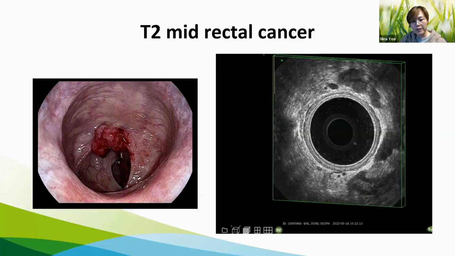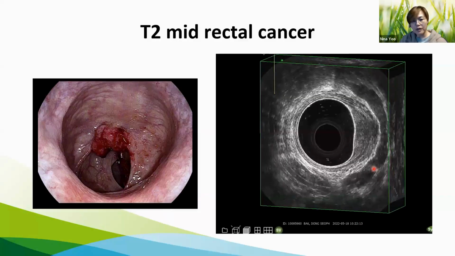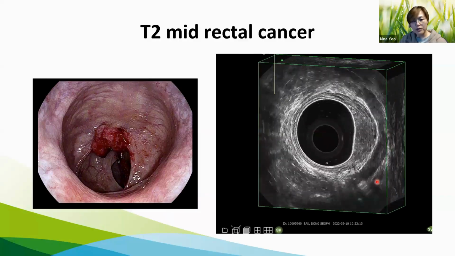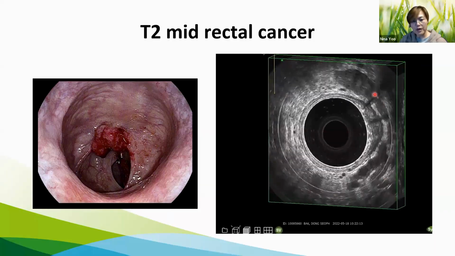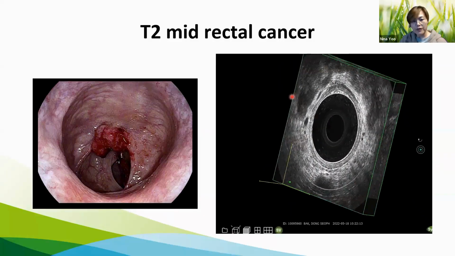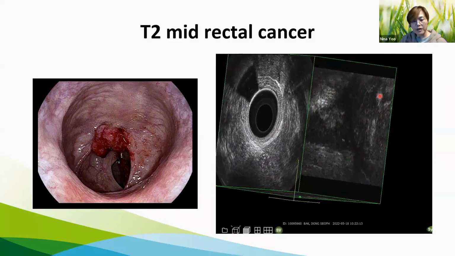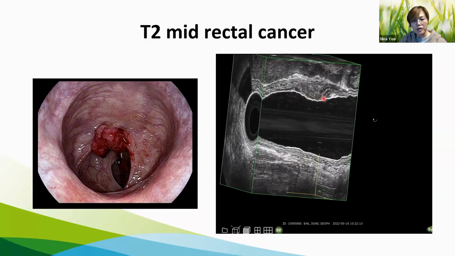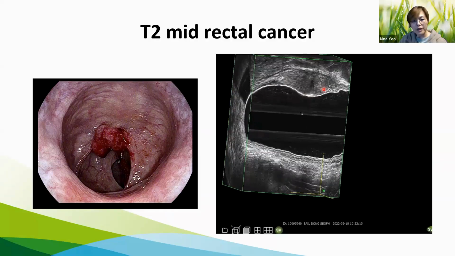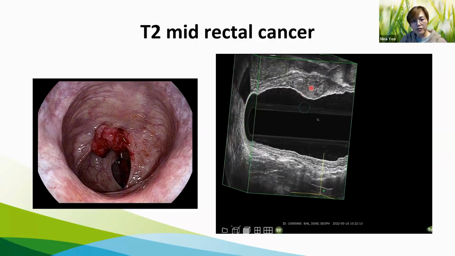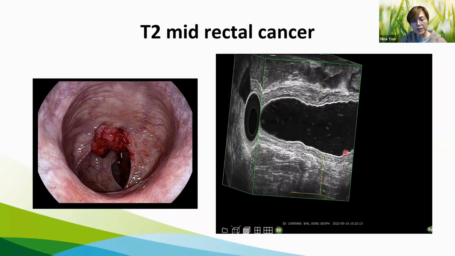And this is another example. The tumor is at the edge of the anal verge, located at the inferior Houston valve. When you look at it through the ultrasound, it's right here. The seminal vesicle is in front, and the tumor is located just right behind the seminal vesicle.